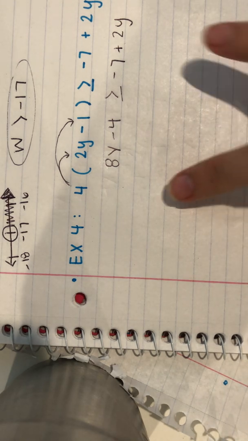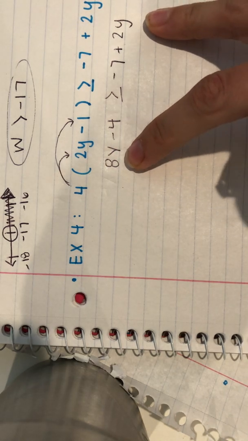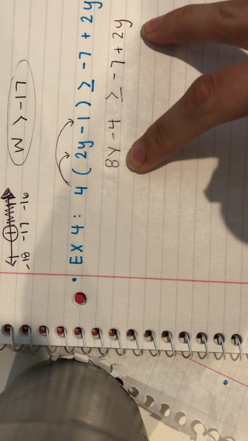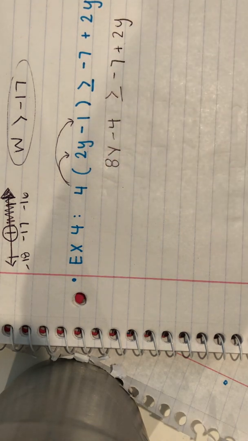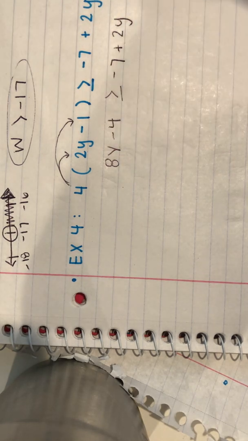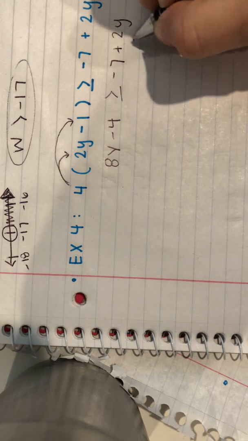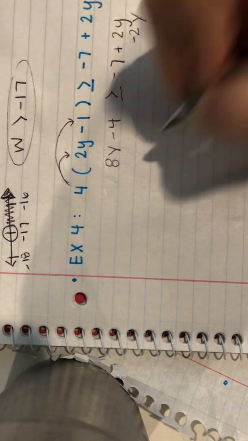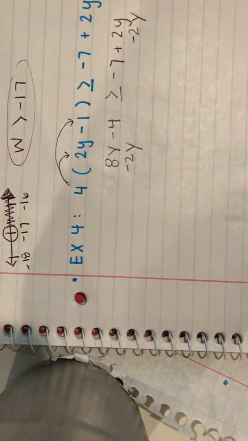Okay, now just like above, we have variables on both sides. We have an 8y on the left and a 2y on the right. We want to get them to the same side. It does not matter which side we move them to, okay? For this one, let's move our 2y from the right side to the left side. So since it's positive, we would do the opposite and subtract a 2y from both sides.